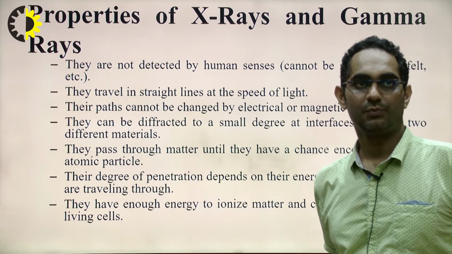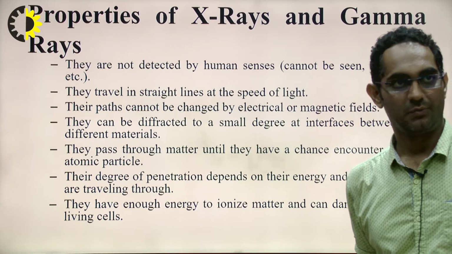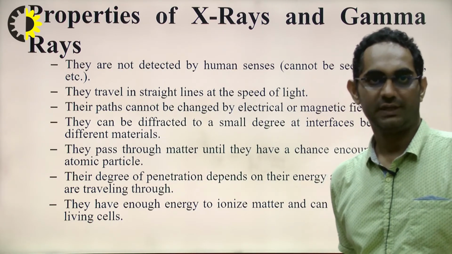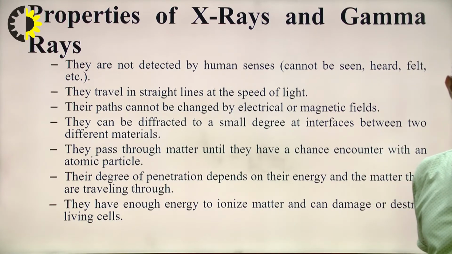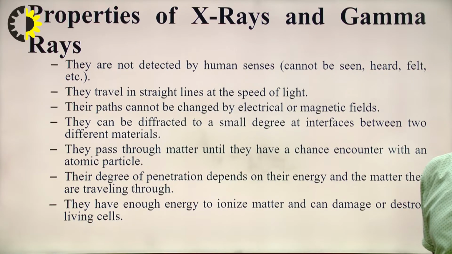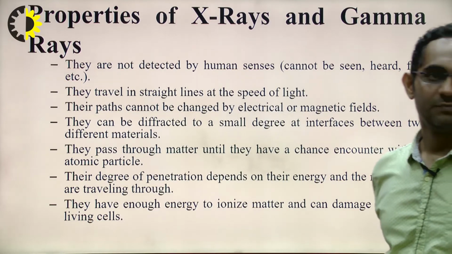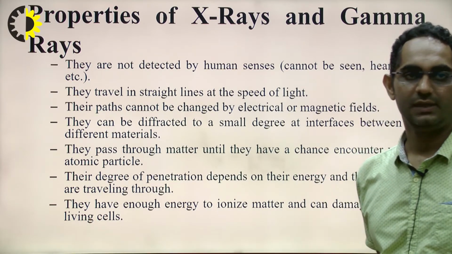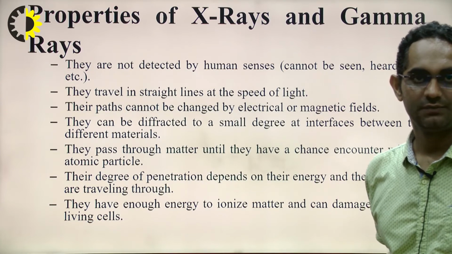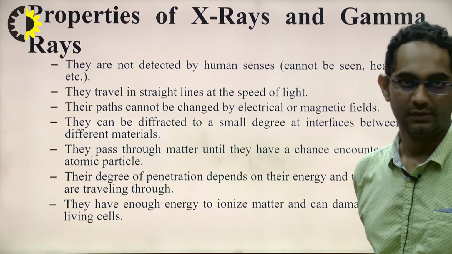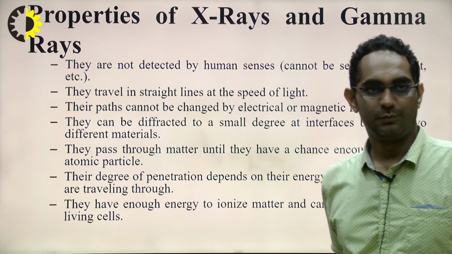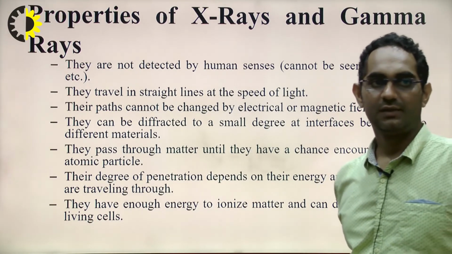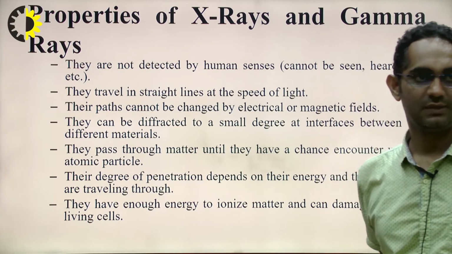These are the properties of the X-rays and the gamma rays. Their paths cannot be changed by electrical or magnetic fields, and they can be diffracted to a small degree at interfaces between two different materials. They pass through matter until they have a chance encounter with an atomic particle. Their degree of penetration depends on their energy and the matter they are traveling through.